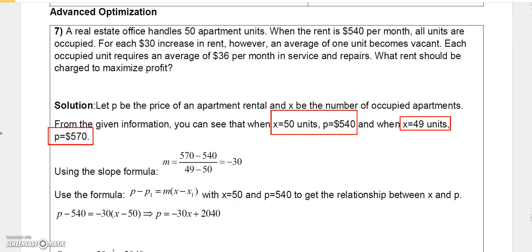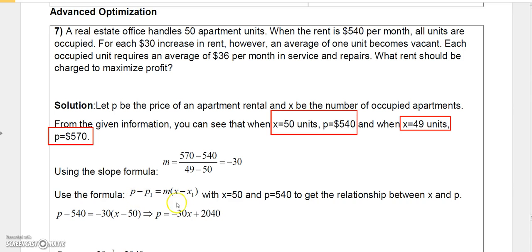So basically that gives me two points for the price function. I know x is 50, p is 540, and when x is 49, p is 570. So we can get the slope now of this formula. We can go 570 minus 540 for the numerator, and then 49 minus 50 for the denominator, and we get negative 30. Okay, then we can use the point-slope formula, but instead of y minus y1, I'm doing p minus p1 for price.